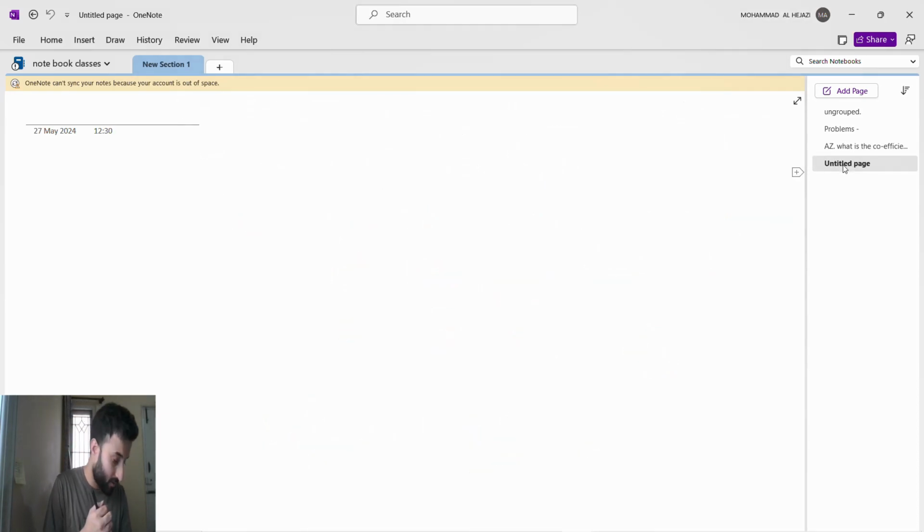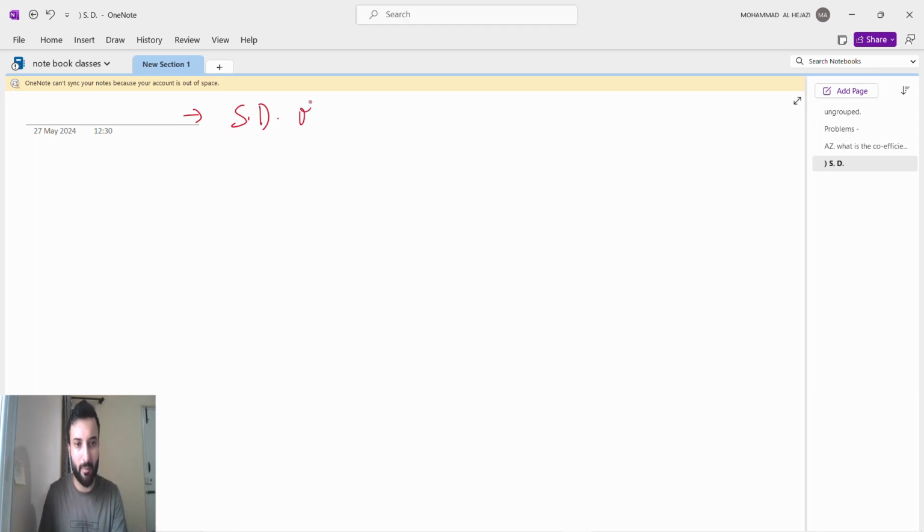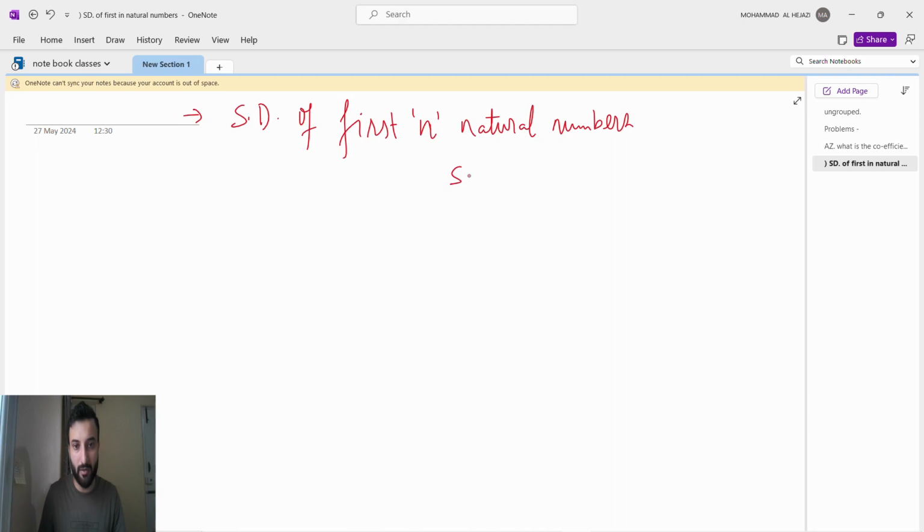Now next, remember this thing. This is very rare they will ask, but remember, if they ask the standard deviation of first n natural numbers, the formula is the square root of n square minus 1 by 12.